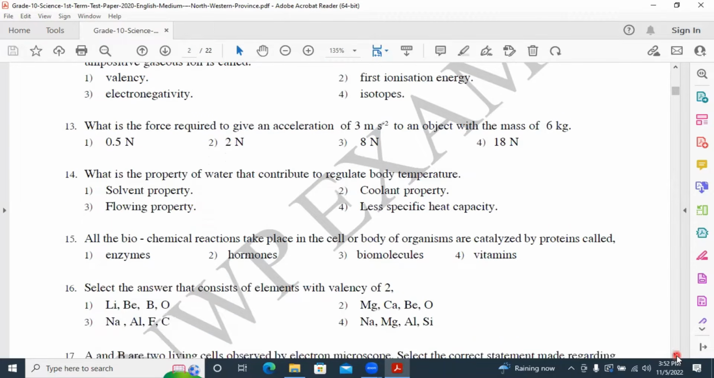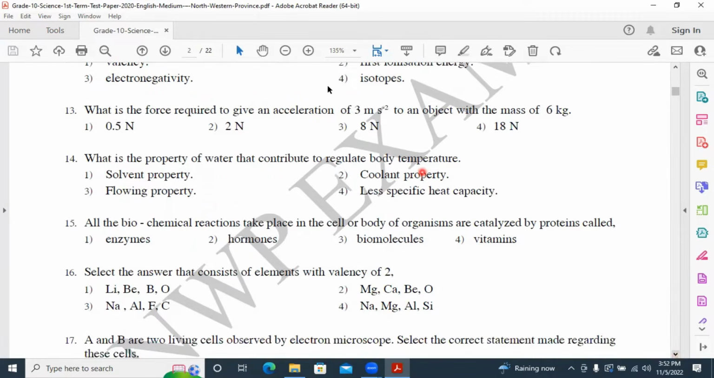13. What is the force required to give an acceleration of 3 m/s² to an object with the mass of 6 kilograms? To find the force, we have to use the equation F equals ma. Here the mass is given, it is 6 kilograms. You should multiply the 6 with the acceleration, it is 3. So answer 18 Newton. Answer number 4.